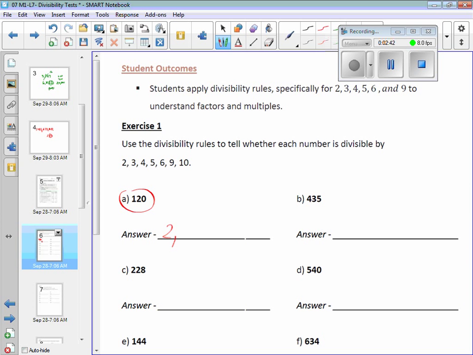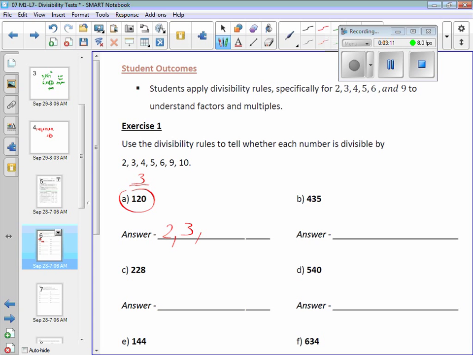What's the rule for 3? If you forgot, look back. Val. Very good. Add up the digits. What do you get? 1 plus 2 plus 0. Will 3 go into 3? Yes or no, guys? Yes. 3 will work. List it.